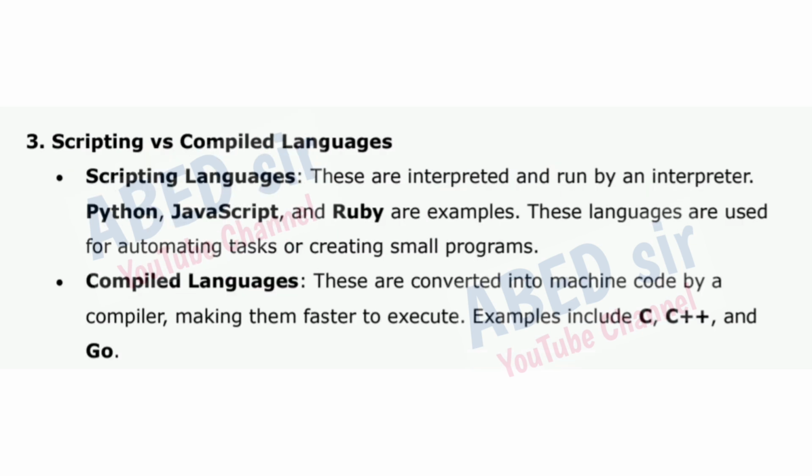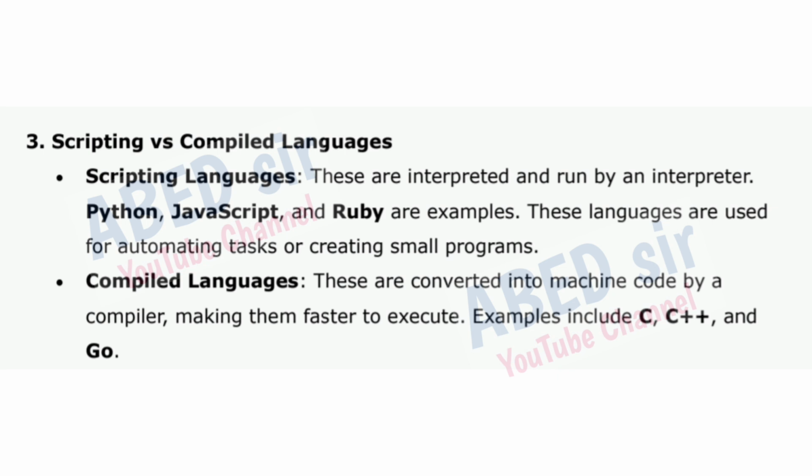3. Scripting versus compiled languages. Scripting languages are interpreted and run by an interpreter. Python, JavaScript, and Ruby are examples. These languages are used for automating tasks or creating small programs. Compiled languages are converted into machine code by a compiler, making them faster to execute.